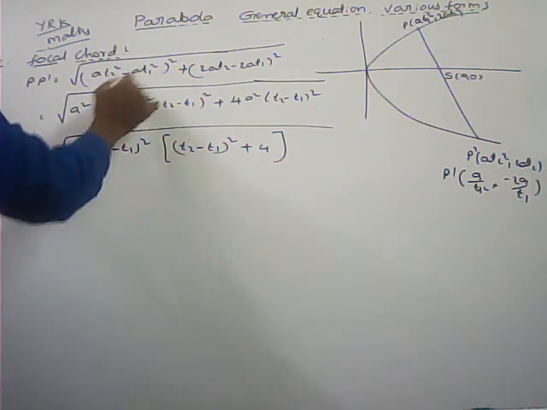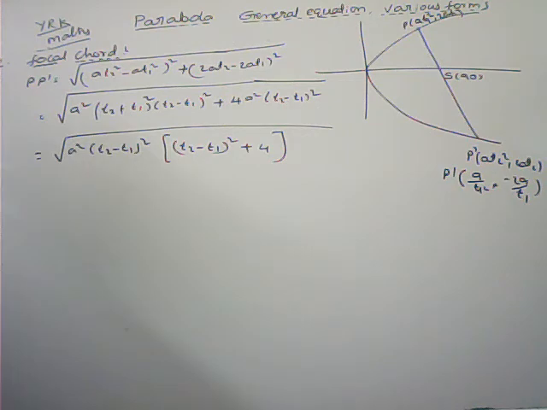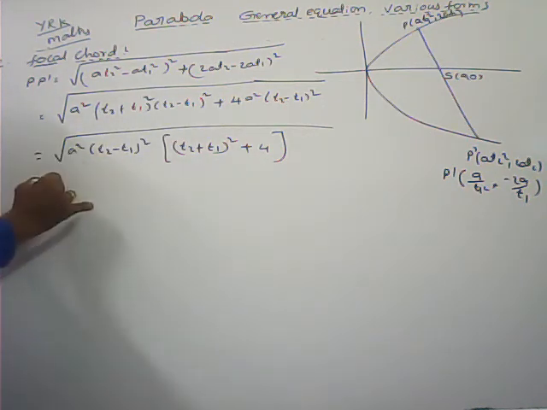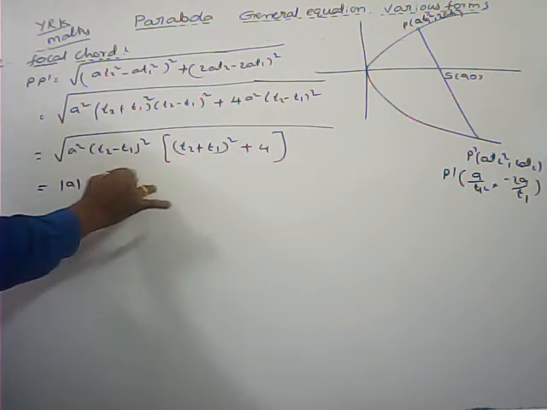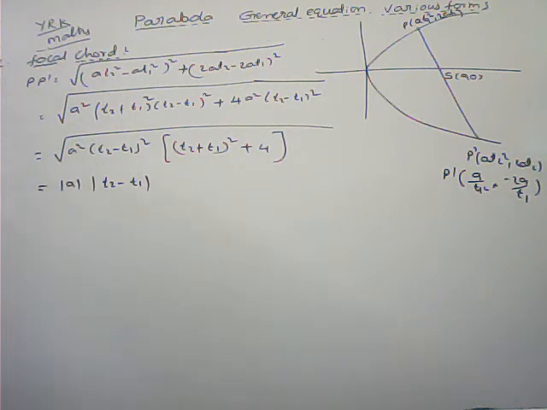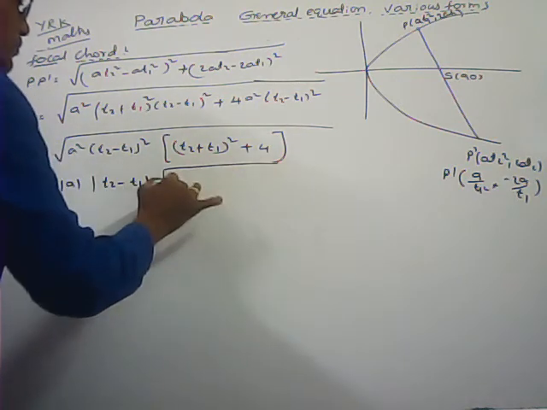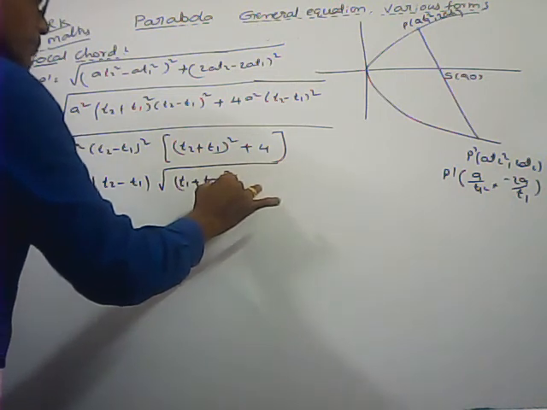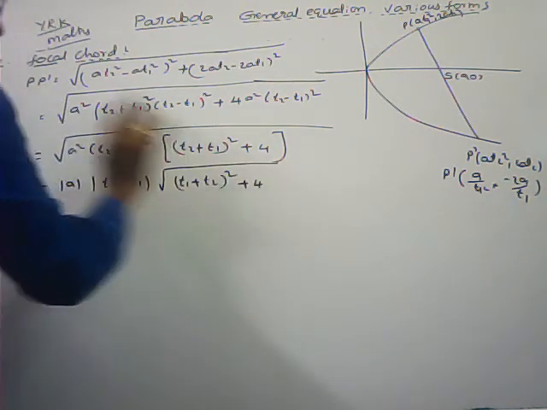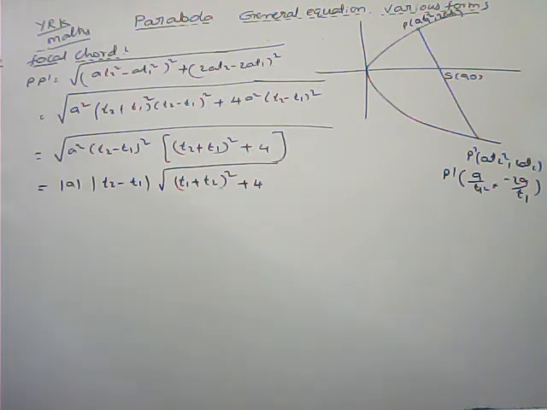So here a square minus b square, a plus b into a minus b. This is plus. That is equal to square root of a square, that is modulus of a. This is also a square term, modulus of t2 minus t1. Square root of x square, always you keep modulus of x. And the square root of (t1 plus t2) whole square plus 4. Keep aside the term. This is the length of the focal chord. Here P comma Q, those are the end points.